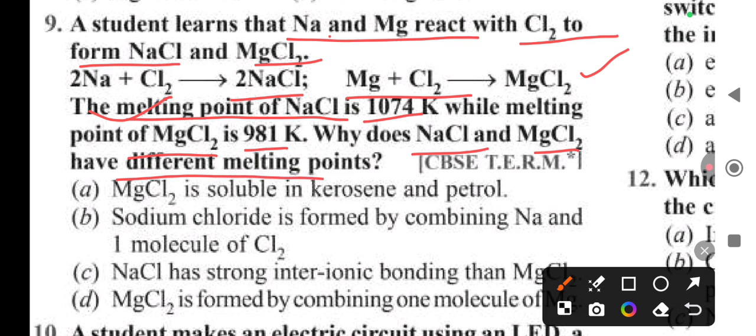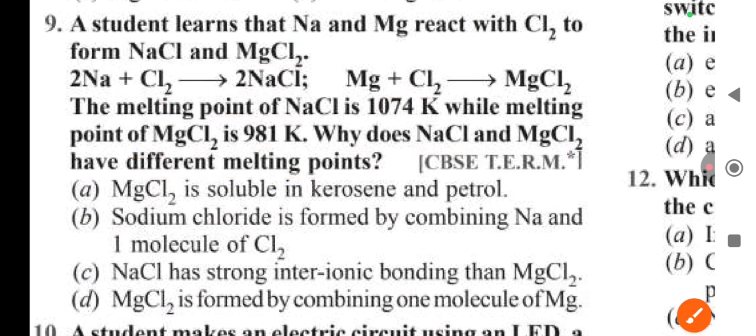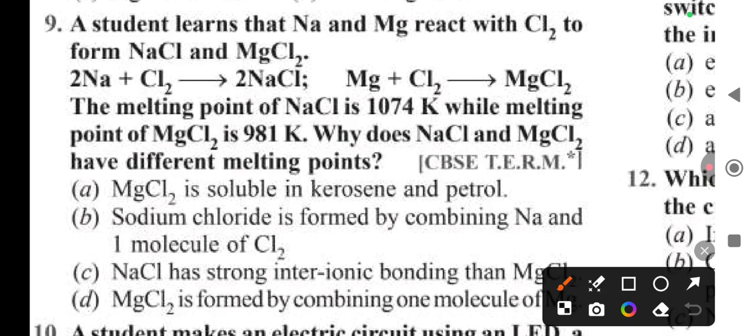Why do they behave differently? So what observation, what conclusion have you got here? Sodium chloride has a higher melting point, but magnesium chloride has a lower melting point. It means some inter-ionic forces are holding them together, and those are strong forces. That's why they have the high melting point.